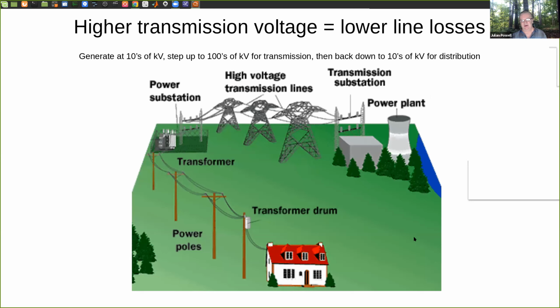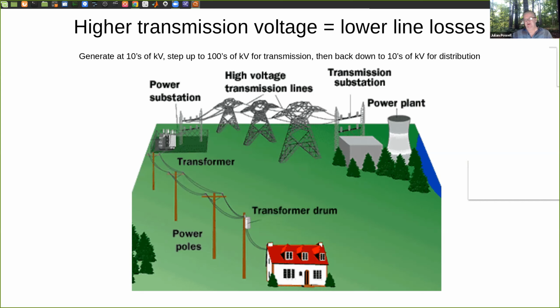Here you've got an illustration of the main components in the grid. The upper right, you've got a power plant. That could be a thermal plant, it could be a solar farm, it could be a wind farm, it could be anything. It's a source of power. And then they label a transmission substation, which I would not call a substation. That's part of the power plant.